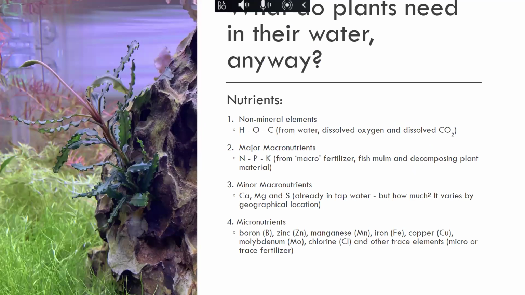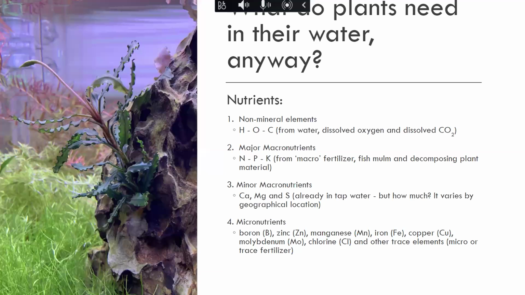So what do plants need in their water anyway? Well, it's nutrients, right? We can think of that in 4 different categories. Non-mineral elements: hydrogen, oxygen, and carbon, which they're getting from water, dissolved oxygen, and dissolved CO2. Major macronutrients, that's your NPK or your macro fertilizer, which you can get from adding macro fertilizer, fish mulch, and decomposing plant material.